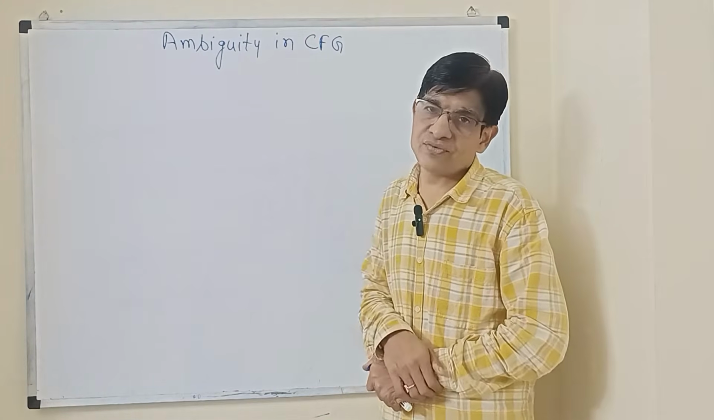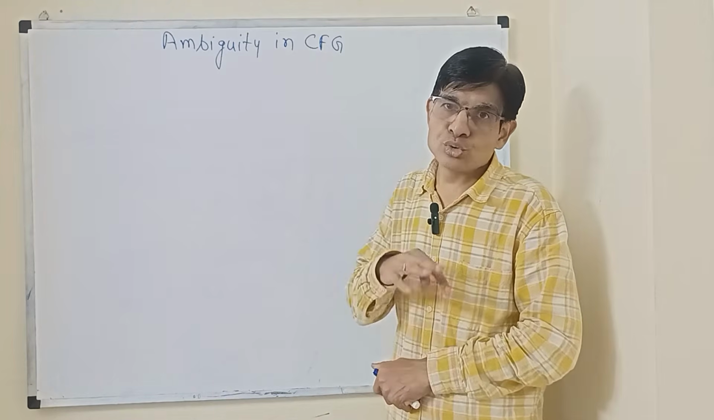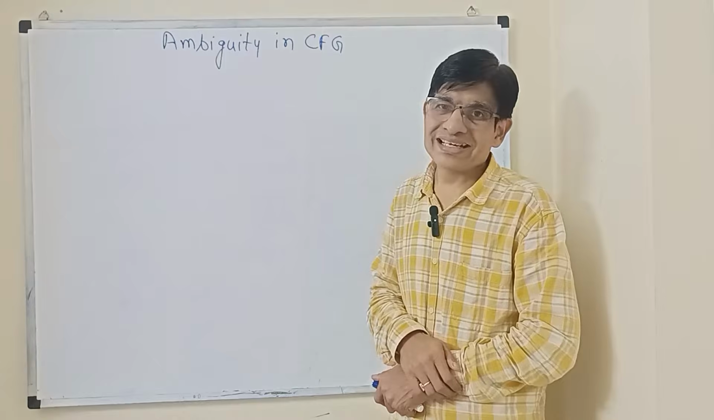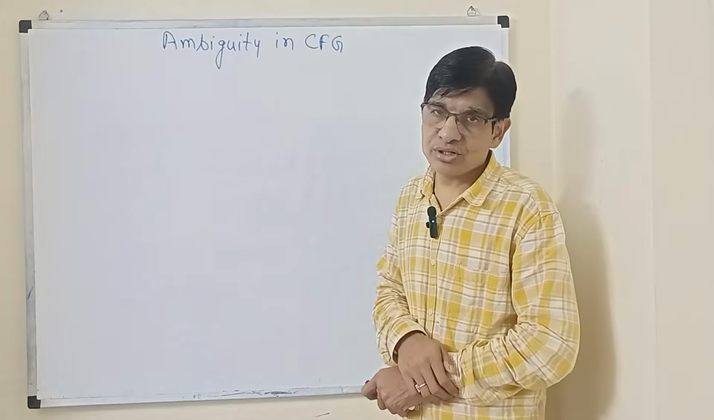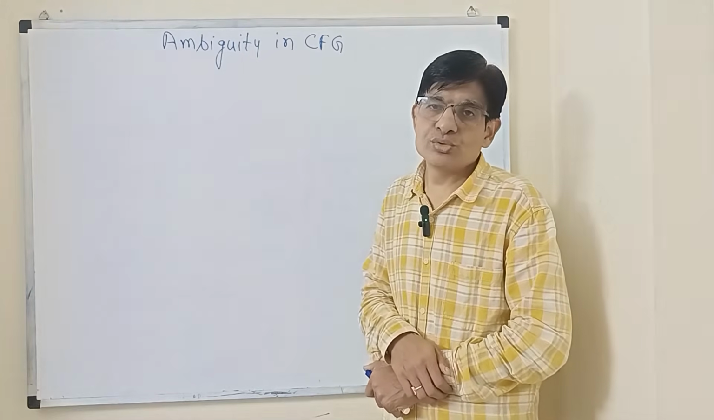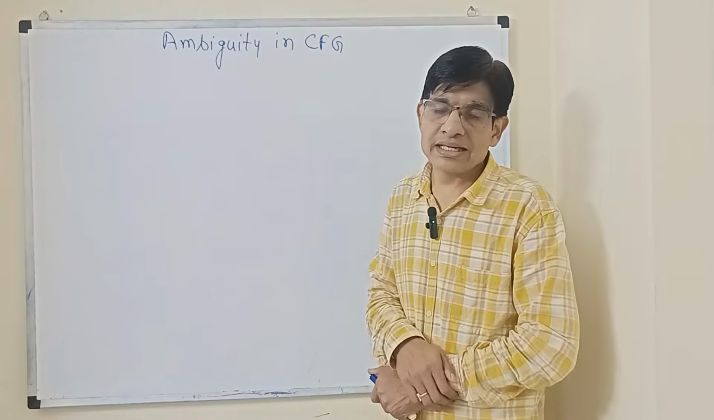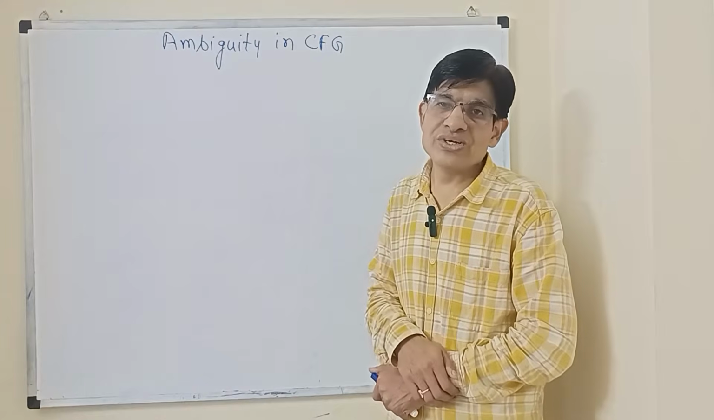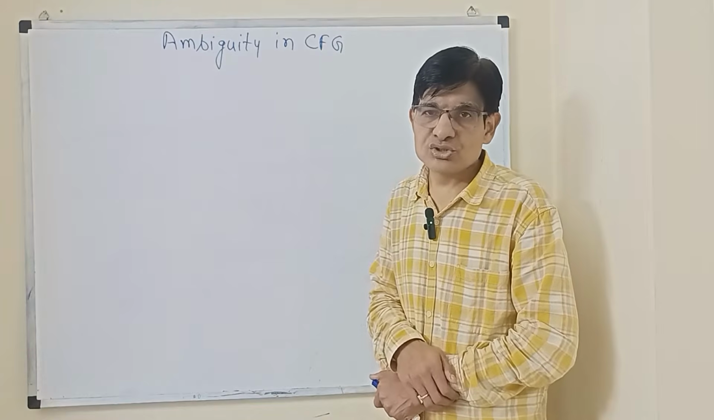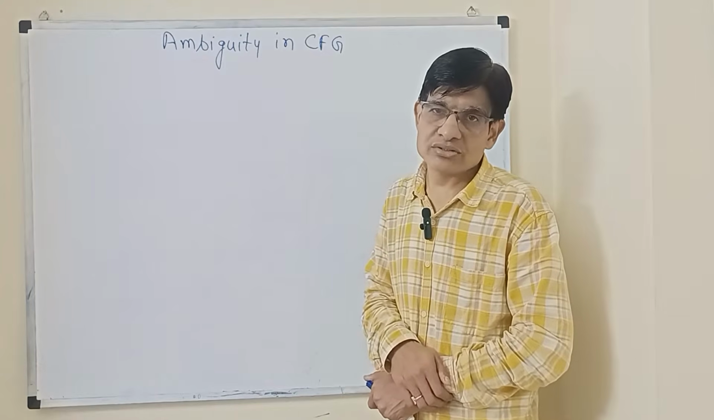In case for generating any particular string from any given grammar, if you can use two different productions and generate the same string, then you can consider this grammar as ambiguous grammar. Or in other words, if to generate any string from any given grammar, at any point you cannot decide which production to use first, then you can also consider this grammar as ambiguous grammar.